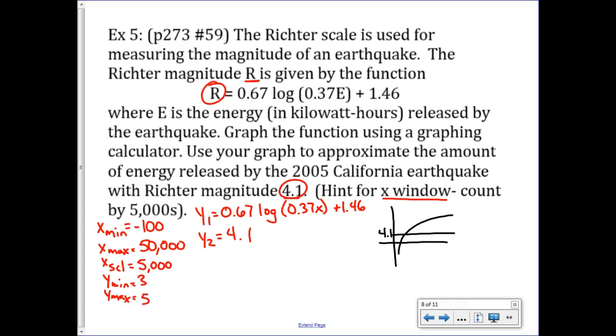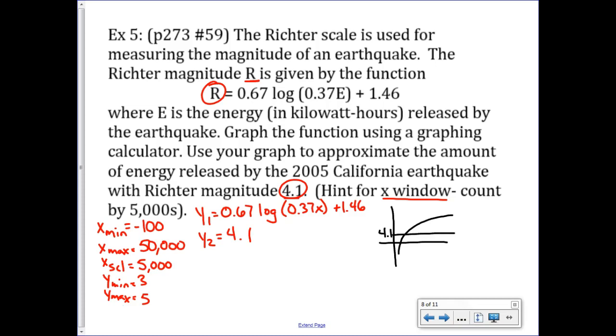You could do 2 to 6. You could do 0 to 10 if you want. But you know you want to just see where that 4.1 is, so you don't need to see a big value on your y's. Your x and y scales don't need to match. So your scale there on y's can just stay in ones. You can do it by halves, whatever you'd like to do.